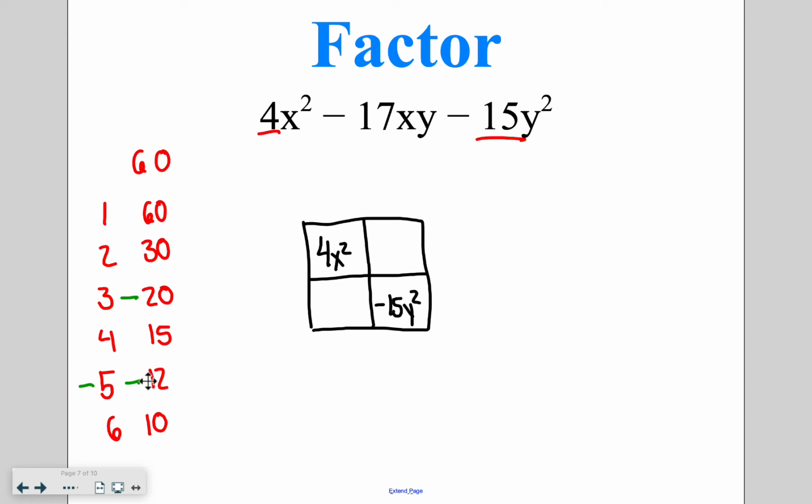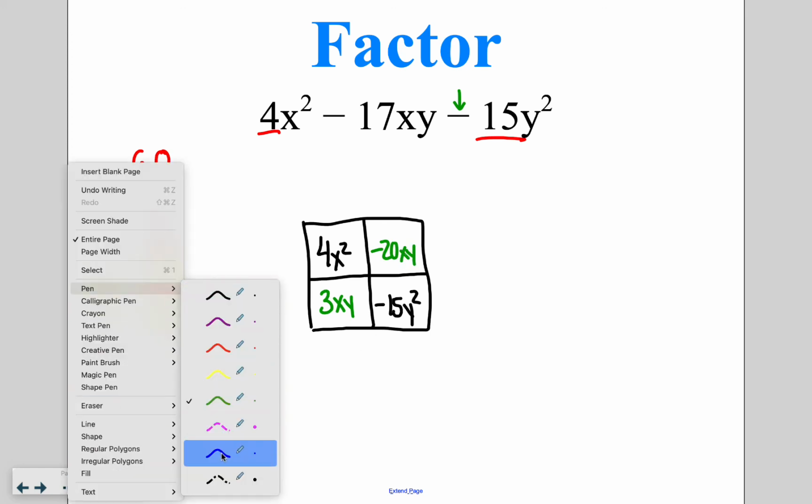This is where that tip from the last video is going to be important. We have a negative last term, which means that I need one positive and one negative in my two middle terms. So I'm going to use the 3 minus 20 because I have one positive and one negative, as opposed to this bottom option, negative 5 minus 12, which would both be negative factors. So I'm going to put 3xy and negative 20xy into my box.